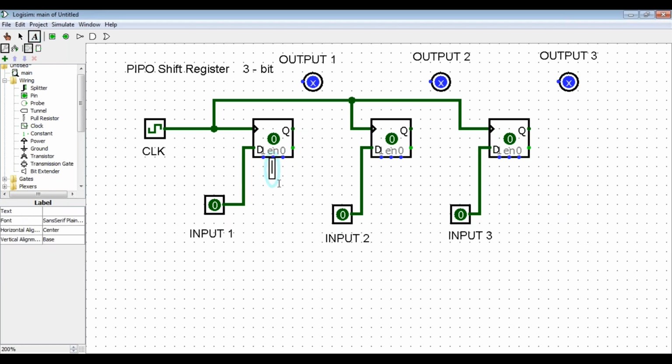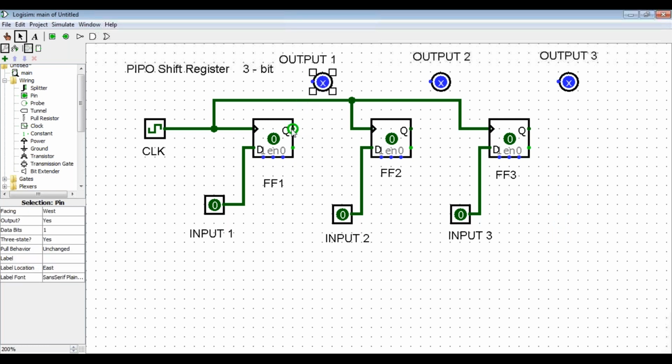So this is my first flip-flop, this is my second flip-flop, this is my third flip-flop. Next I'm going to connect my outputs. This is the circuit design of your parallel in, parallel out shift register. Now we have completed the circuit connection. Now we are going to verify the result.